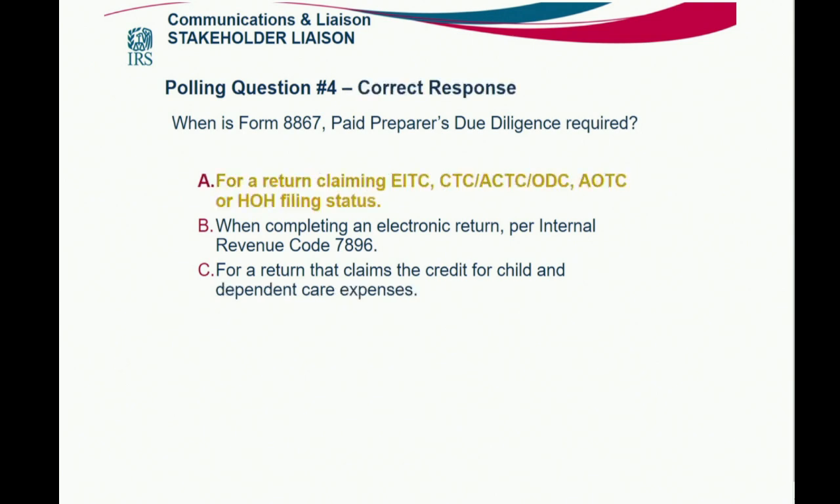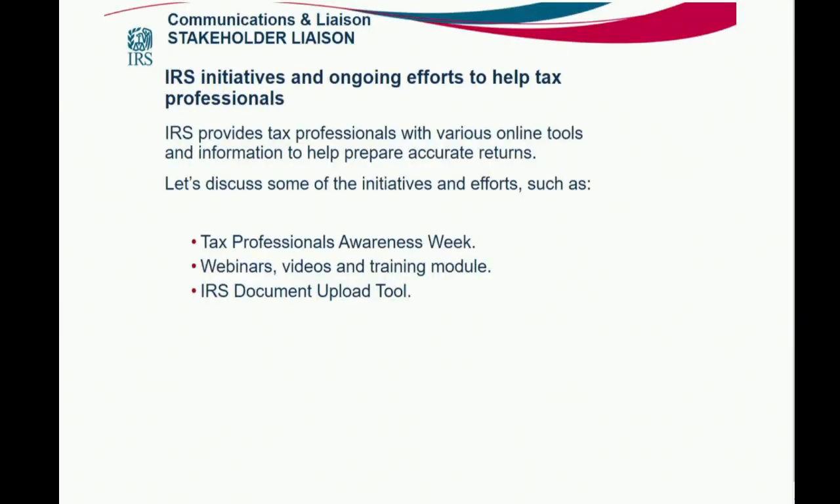Most of you probably already know the correct response, but let's go on and see what it is. Okay? And the correct response is A, for a return claiming, say it with me, EITC, CTC, ACTC, ODC, AOTC, or HOH filing status. And woo! I knew you knew what you were doing. 93% of you responded correctly. I'm so excited about that, Kyle. This is awesome. Great job, everybody. Let me turn it back over to Christine to continue the presentation.